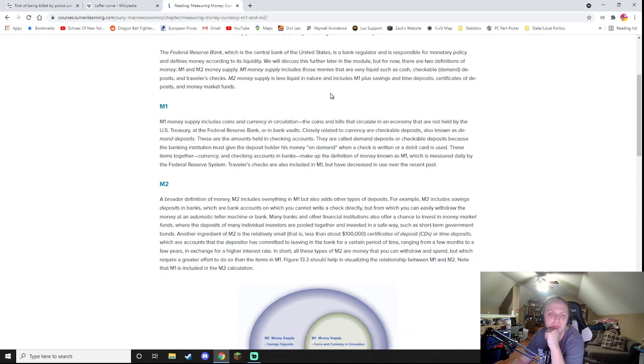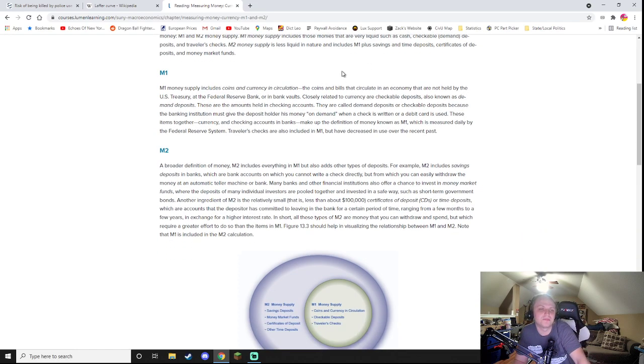M1 includes those monies that are very liquid, such as cash, checkable demand deposits, and traveler's checks. M2 money supply is less liquid in nature and includes M1 plus savings and time deposits, certificates of deposit, and money market funds.